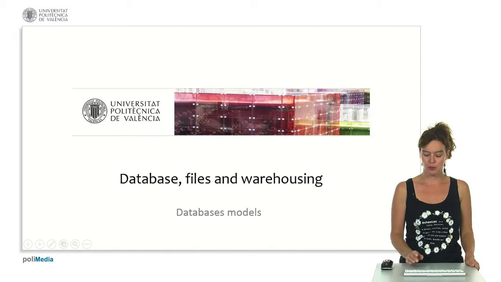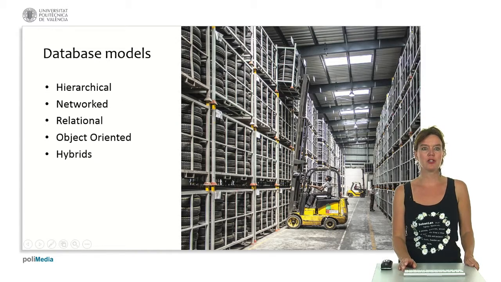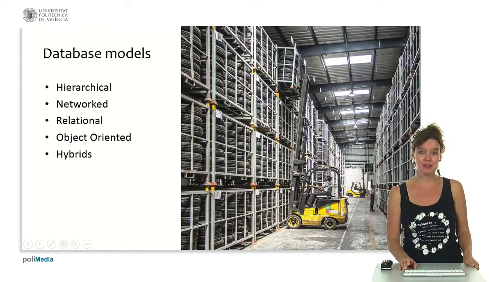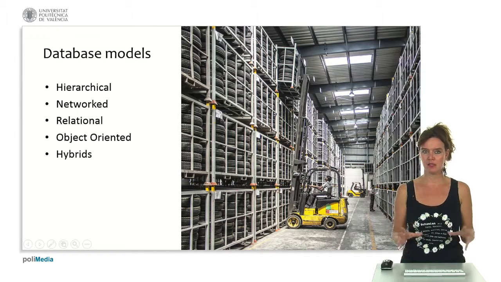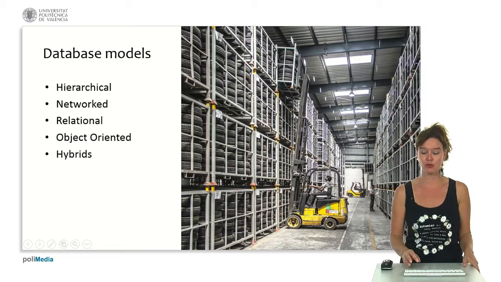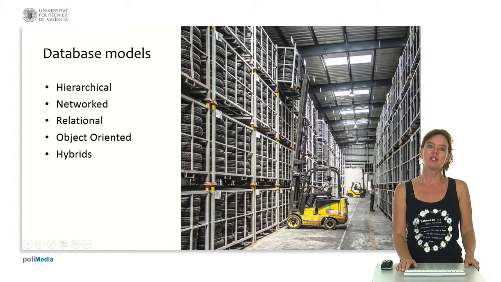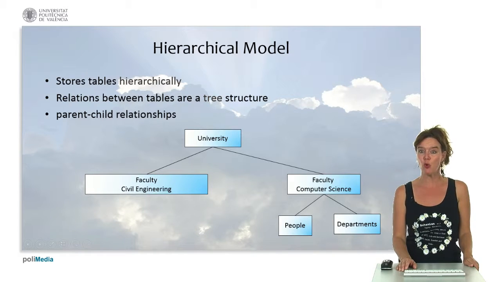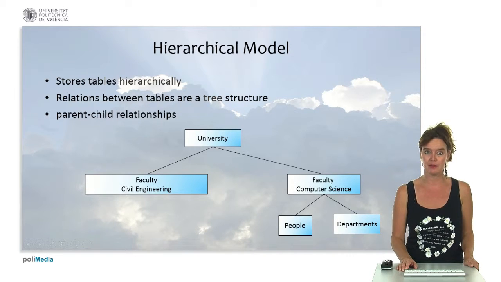Database models. We distinguish 5: hierarchical, networked, relational, object-oriented, and hybrids that consist of combinations of these 4. So hierarchical models are simply storing tables in a hierarchy.